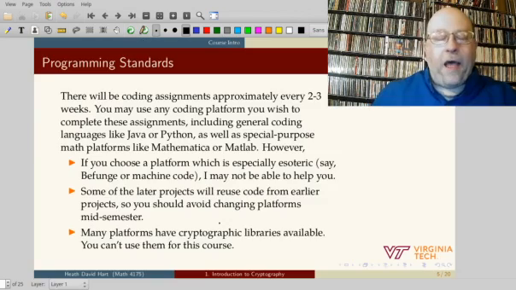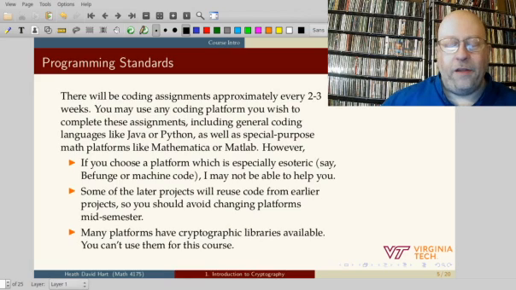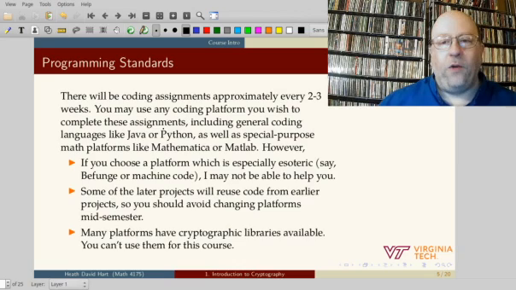So as for programming, there will be coding assignments approximately every 2 to 3 weeks, which turns out to be about 5 coding assignments over the course of the semester. You can use any coding platform you want to complete these assignments. They can be general languages like Java or Python, or C++, or PHP, even if you want to try to use that. You can use special purpose platforms like Mathematica or MATLAB, if you want to do those.